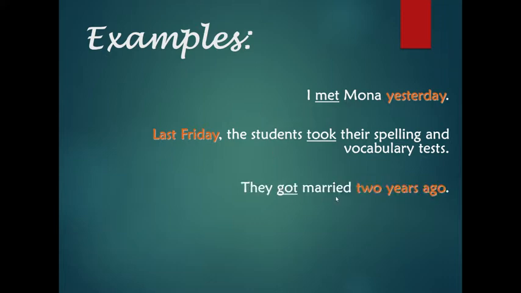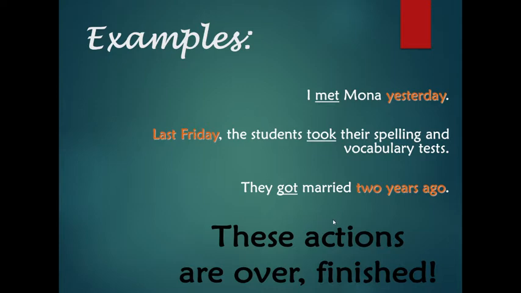They got married 2 years ago. Here we have the word ago, and I told you before that it should come after a period of time. Okay? These actions are over, finished. I mean, they finished in the past.